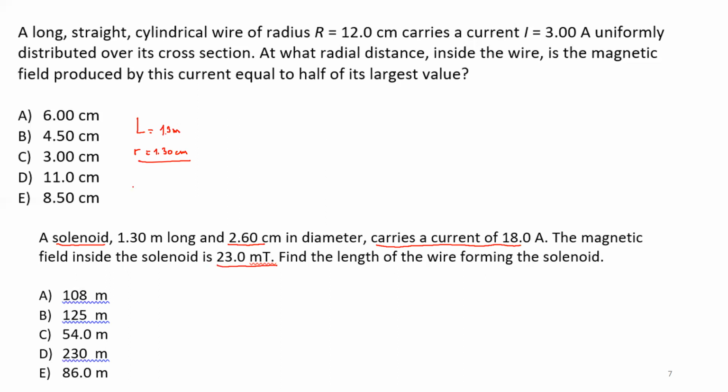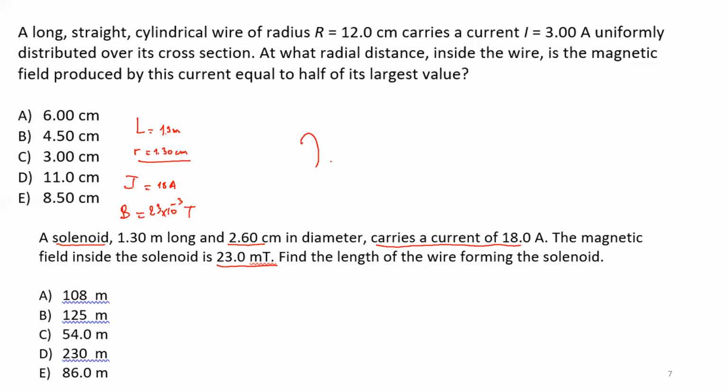So I know I, 18 amp. And of course, I gave you the magnetic field inside the solenoid, which is 23 times 10 to the power minus 3 Tesla. And the question is very simple. Find the length of the wire forming the solenoid. So how can we get the length of the wire forming the solenoid? Let's draw the solenoid very quickly.